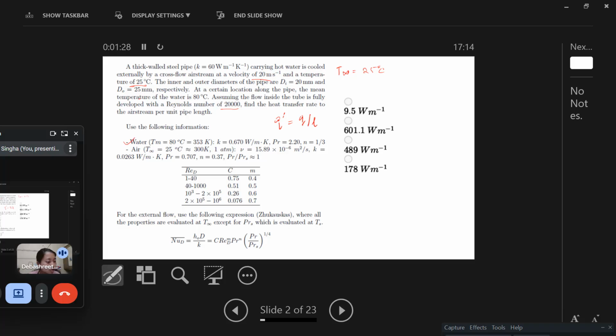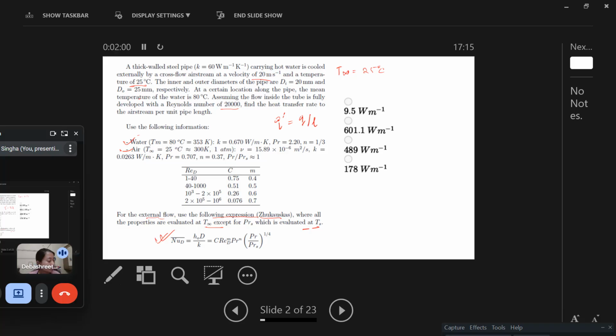Now information on the inside fluid, that is water, is given, and the outside, surrounding fluid is air. The properties are given. Then for external flow, use the following expression, Zukauskas, where all the properties are evaluated at T infinity except for Pr s, which is evaluated at Ts, the surface temperature. So this is for the external, that is for air.